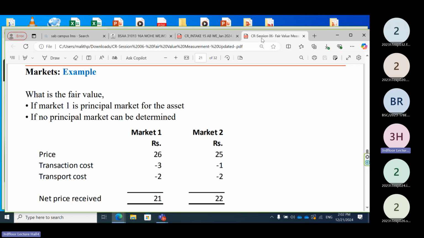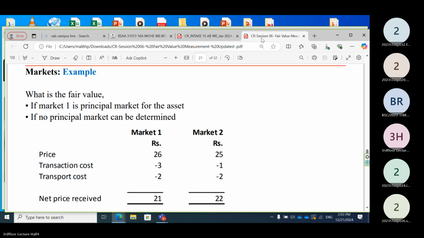So then both are similar. We can't specify that this is the principal market and that is the principal market, right? So both are the same. So what we have to do is decide the most advantageous market. The most advantageous market, obviously, is market 2. Why? In market 2, we are getting more return, 22. We are earning 22 from market 2. Market 2 is the most advantageous market.